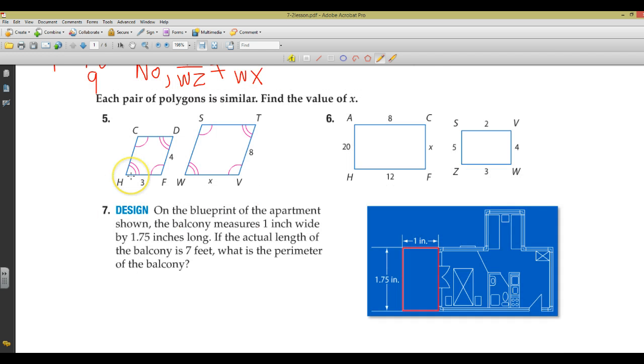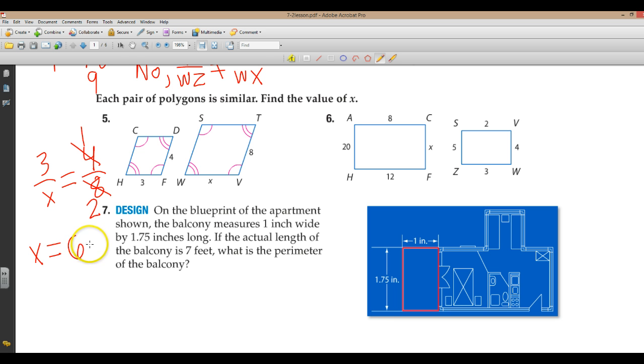For number 5, each pair of polygons is similar. Find the value of x. So if these polygons are similar, then we can set up a proportion to solve for x. So 3 is to x, since those two sides correspond, as 4 is to 8, since those two sides correspond. So we can actually simplify this fraction to 1/2, and then cross multiply and divide. So if we cross multiply, we would take x times 1, which is x, is equal to 3 times 2, or 6. So x is equal to 6.